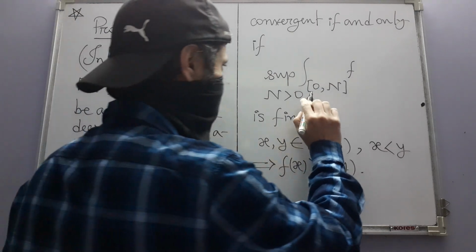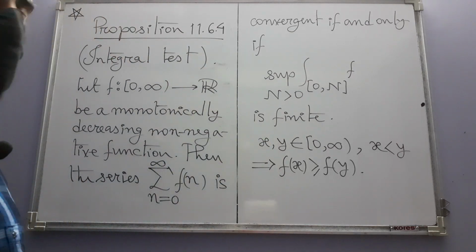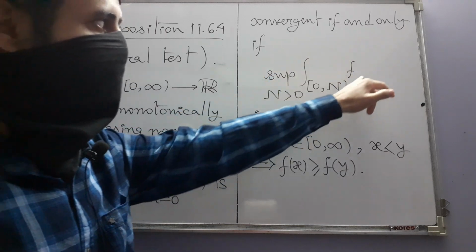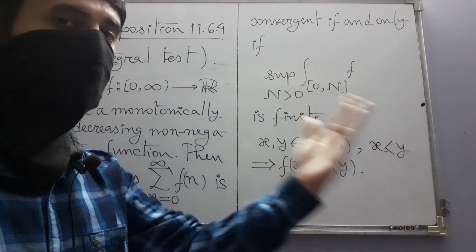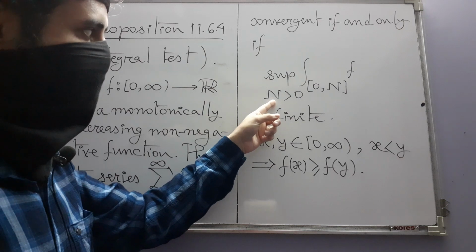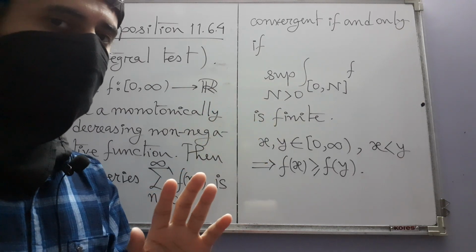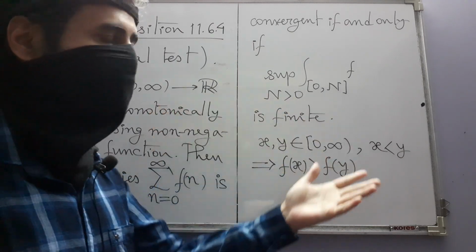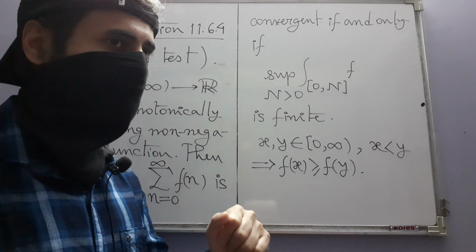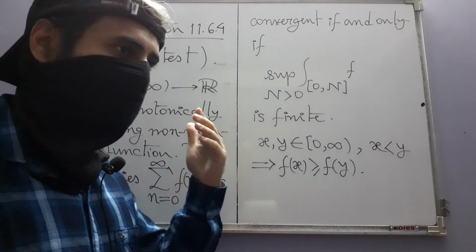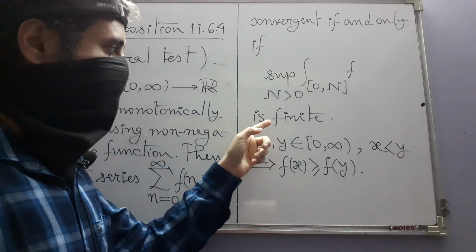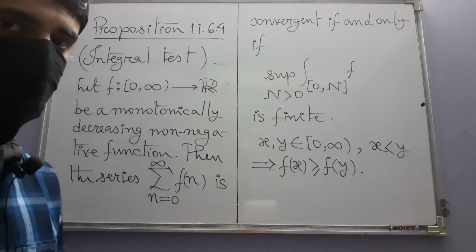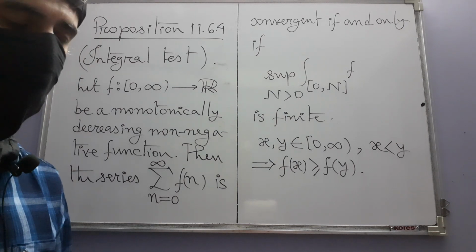What is this quantity? This quantity is actually the supremum of a set of integrals where the elements are integrals of f but over different intervals. Here capital N is not necessarily an integer, n is a positive real number. As you change n over the set of positive real numbers, the intervals change and the integrals change. So the supremum of that set of integrals being finite is equivalent to this series being convergent. That's what we have to prove now.